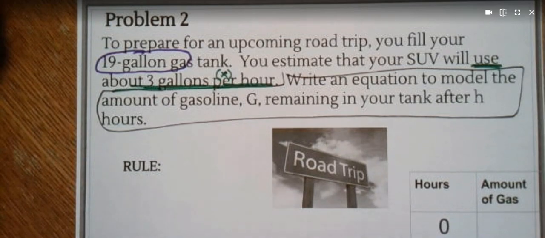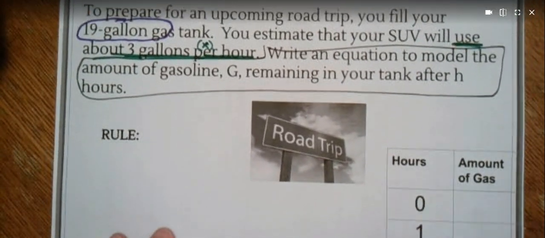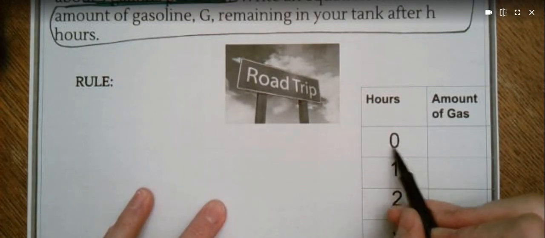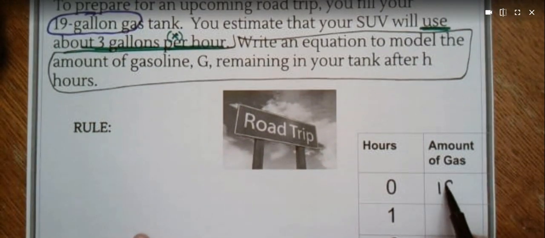So I could set this up as a table and write the equation from there. Think about if this were a table. At time of 0, if I didn't drive any hours, I'd still have 19 gallons in my gas tank.